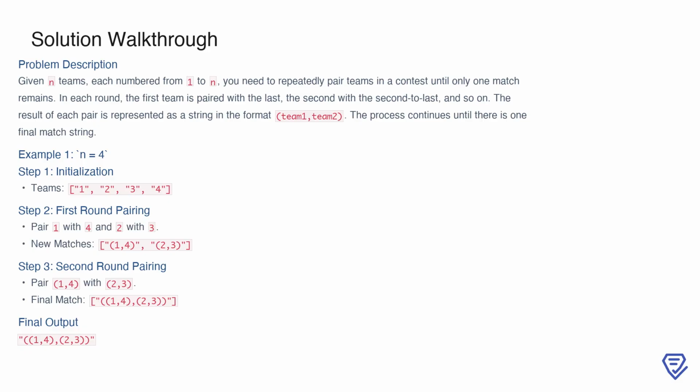until we arrive at one final match string. For example, if we start with 4 teams, the initial setup would be 1, 2, 3, 4. In the first round, the pairings will be 1 with 4 and 2 with 3, resulting in the matches (1,4), (2,3). In the next round, these matches are paired together to form a single final match, which is represented as ((1,4),(2,3)). This is the output for n equals 4, showing how the process progressively narrows down to a single result.